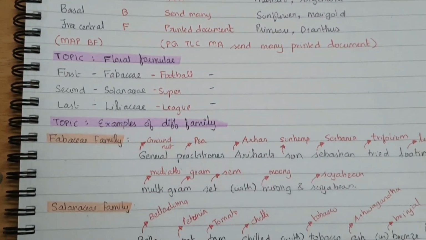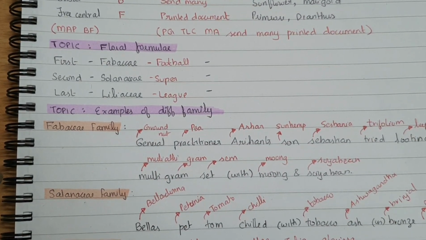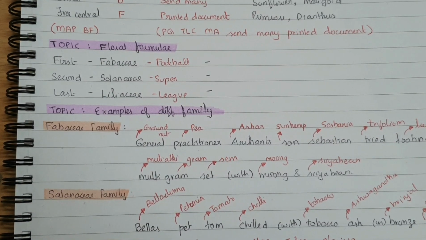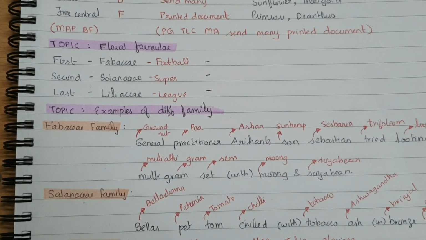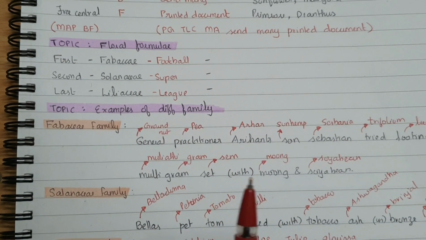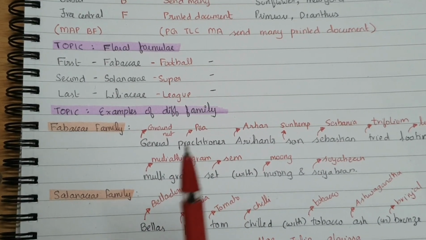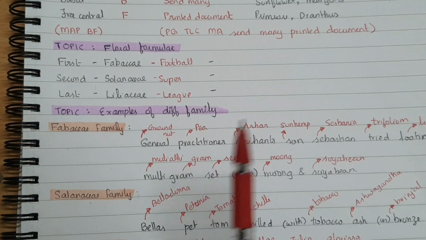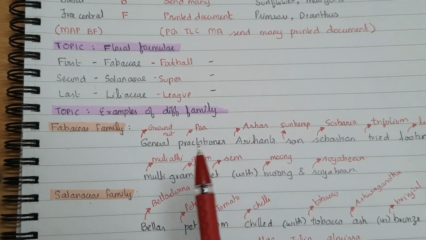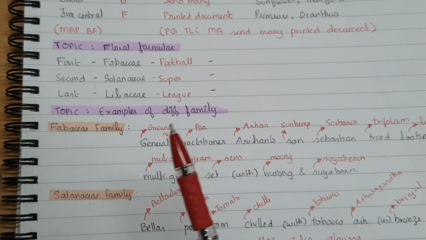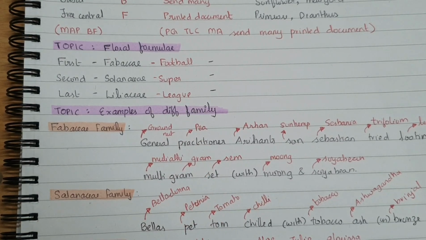Our next topic is floral formula. So for this floral formula, I will just tell you some easy ways. For floral formula, first take up Fabaceae, Solanaceae, Liliaceae. The trick is Football Super League. FSL, just like Indian Super League, we are just calling it Football Super League, FSL.